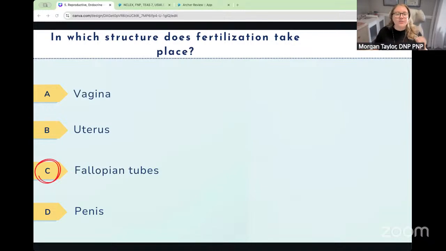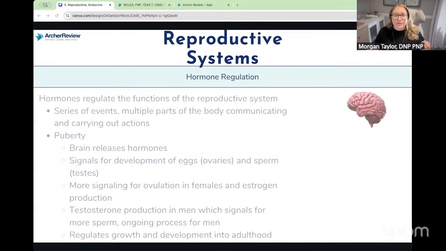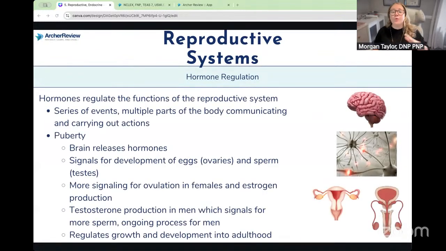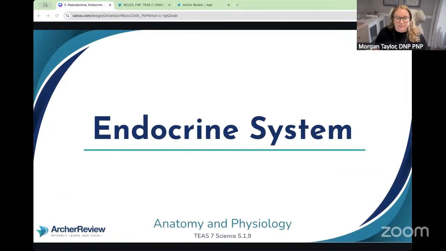You guys have got the basics. Now I want to talk about how all of this gets controlled through hormones. Hormones are what regulate our reproductive system. Now, we are going to really talk about hormones as we jump in to the endocrine system. This is where the endocrine and the reproductive system go together super nicely. The endocrine system is all about hormones and really helps us control all those functions that are happening in the reproductive system.